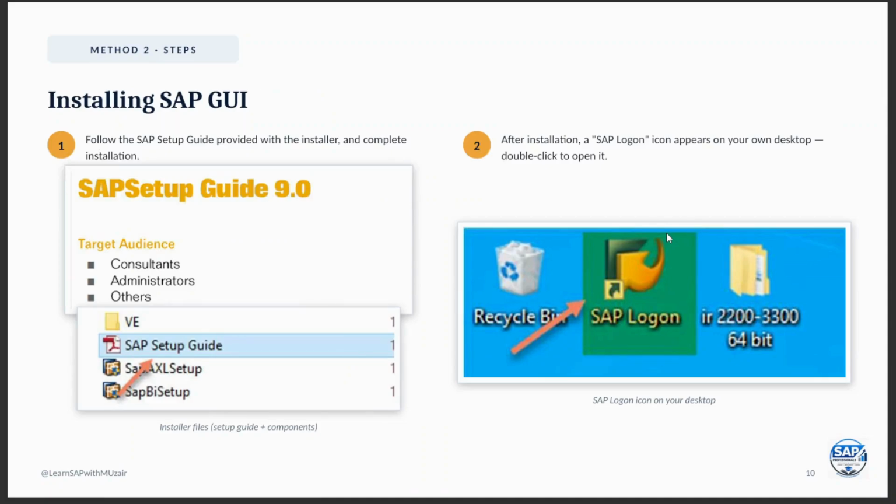Okay, so installing the SAP GUI. Step one is to follow the SAP setup guide that comes with the installer, like the one shown here, and complete the installation process. After that, you can see the installer files listed below. Step two: once installation is done, you will see an SAP Logon icon appear on your own desktop or laptop screen, this time not a remote one. As you can see in this screenshot, double click on it and simply open SAP Logon.